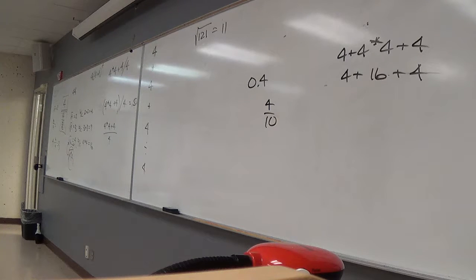4 divided by the square root of 4. So 4 4. This would be 22, and then you got 4, you subtract 4, and then you go.